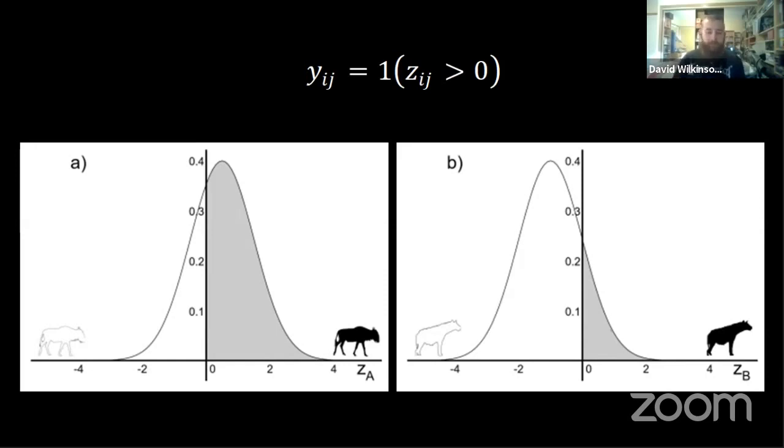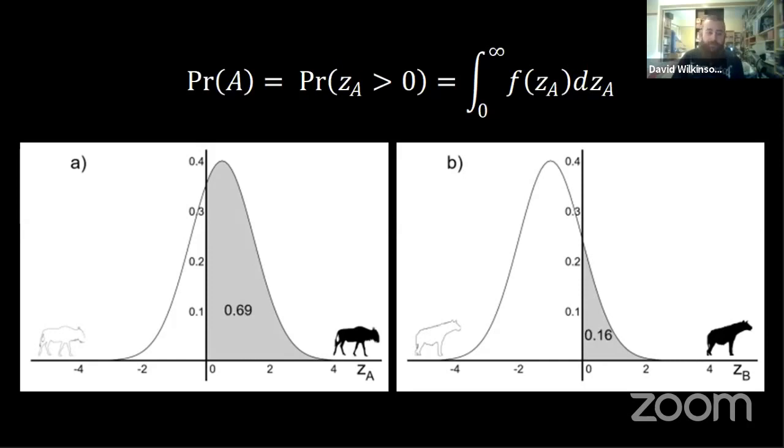JSDMs use a latent variable parameterization. For species J at site I, its presence is if a random draw from this latent variable parameterization is greater than 0, which is the gray area under the curves here. It's probit regression, so the variance is constrained to 1. You can see that for these two different species, the shape of this distribution doesn't change. It just shifts across the x-axis.